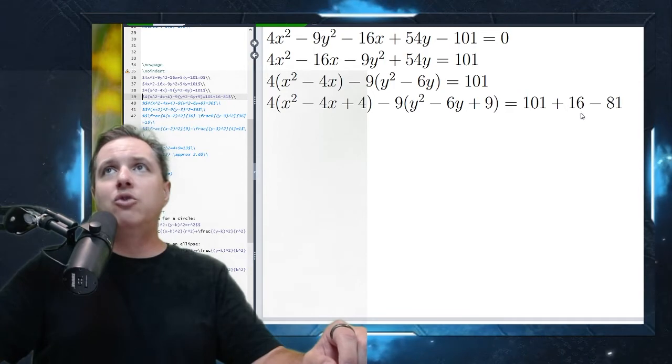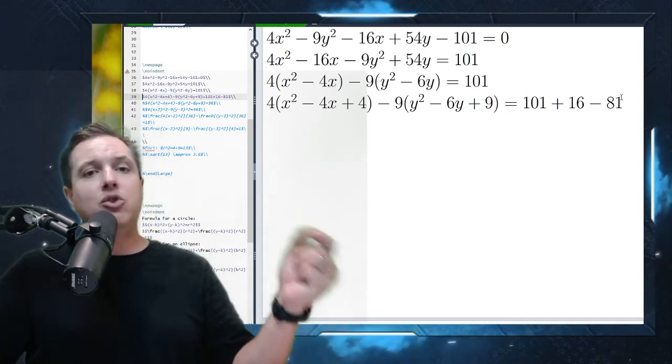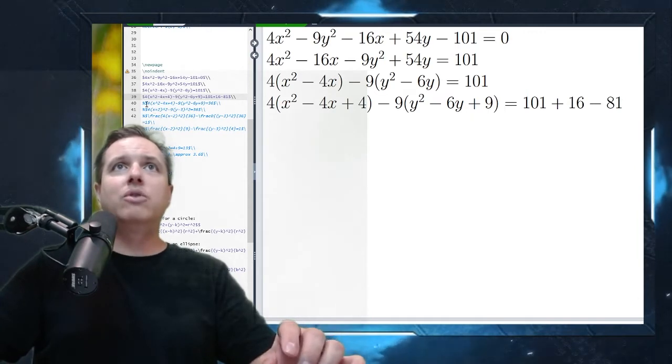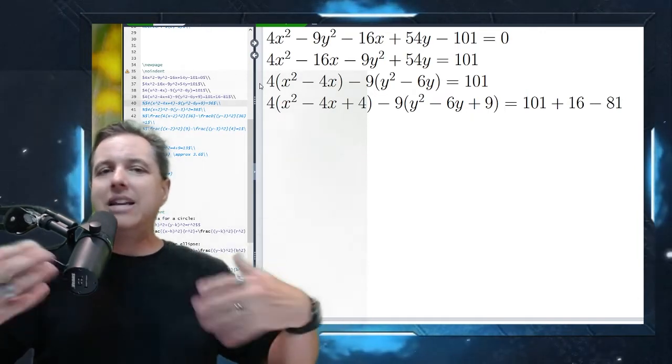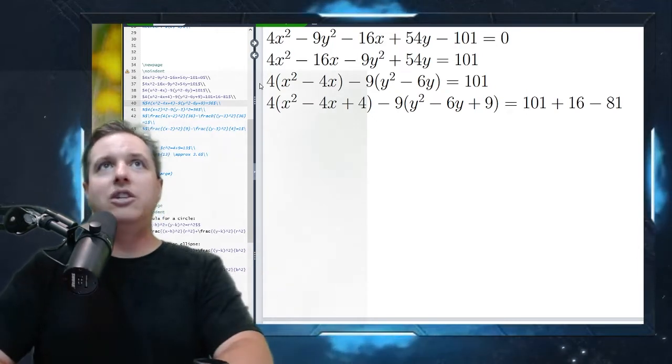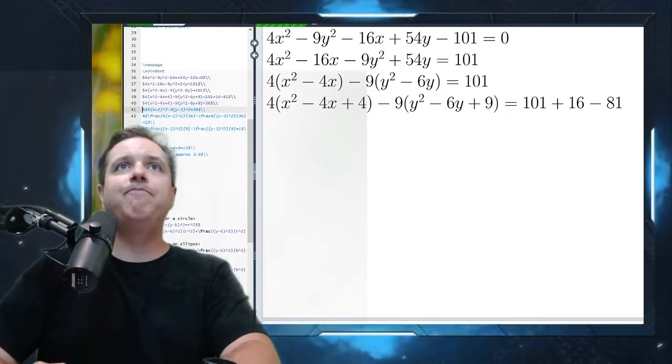So that's what we have to do over here to compensate. We have to subtract 81 on the right side of the equation as well. So that's what's going on in that step. It's kind of the same thing we've been doing with completing the square, but we have to pay a little bit closer attention to our steps while we're doing that.